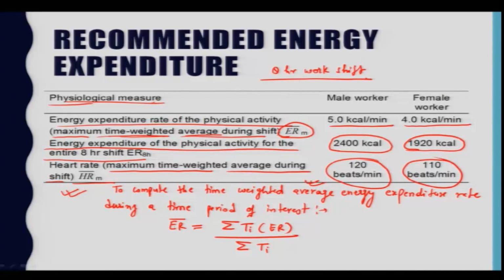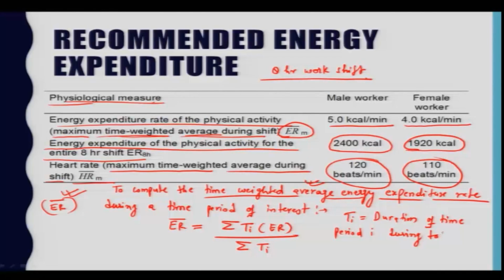Where this ER is the time weighted average energy expenditure rate, that is ER bar. It is expressed in kilocalorie per minute, and TI is the duration of time period, let us say I, during the total time period of interest, which can be expressed in minutes.